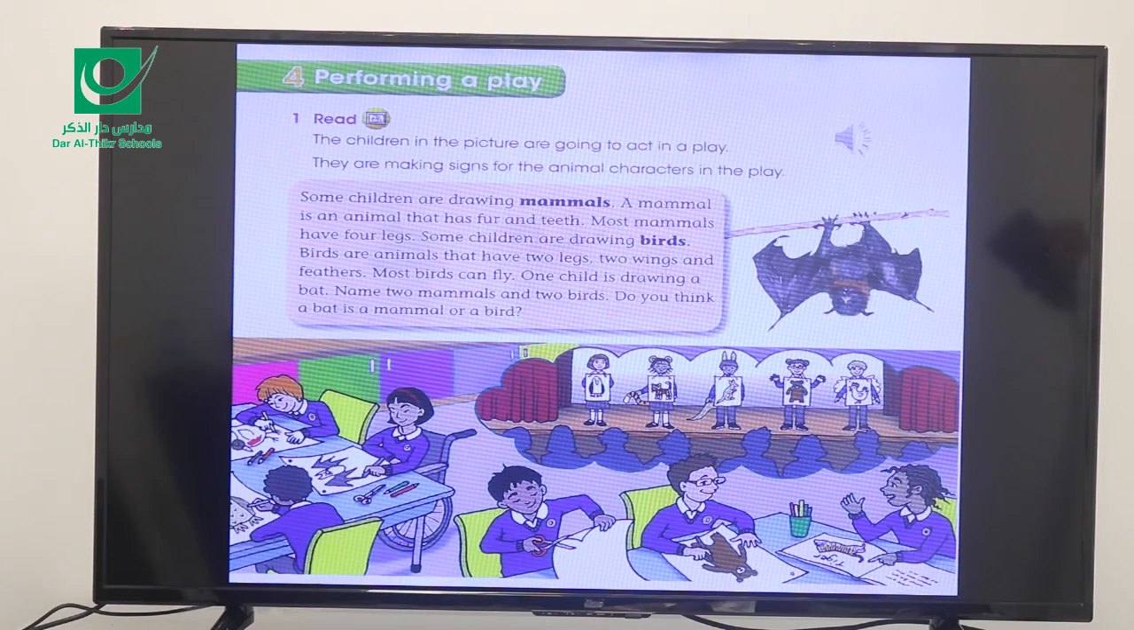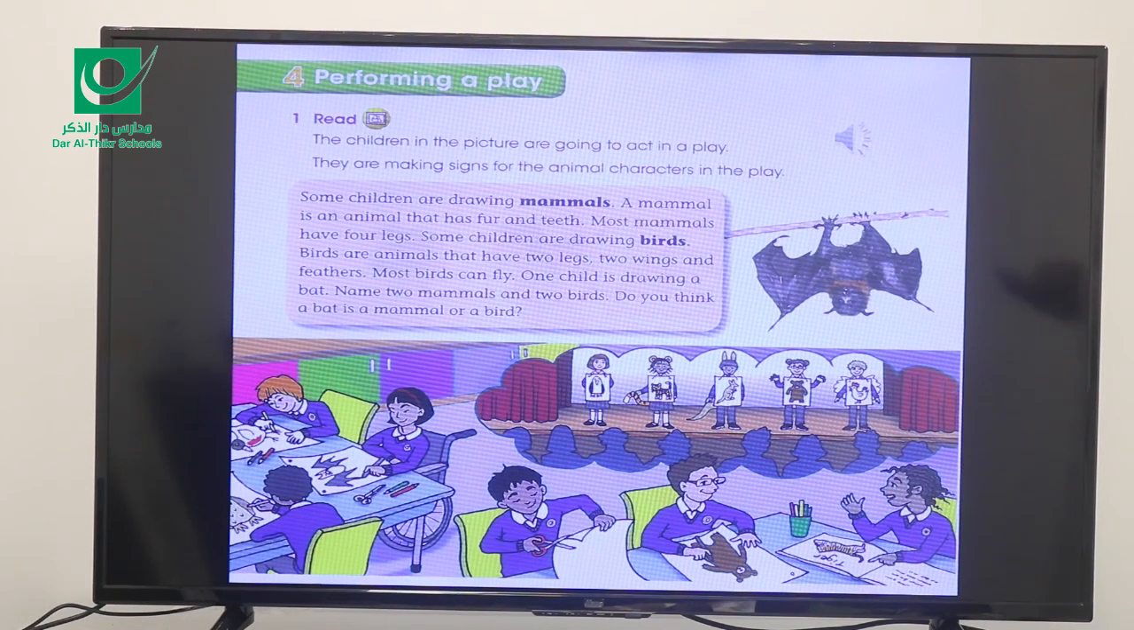Some children are drawing birds. Birds are animals that have two legs, two wings and feathers. Most birds can fly. One child is drawing a bat. Name two mammals and two birds. Do you think a bat is a mammal or a bird?